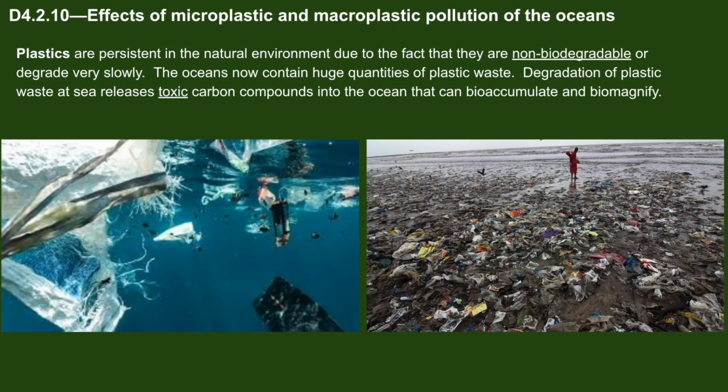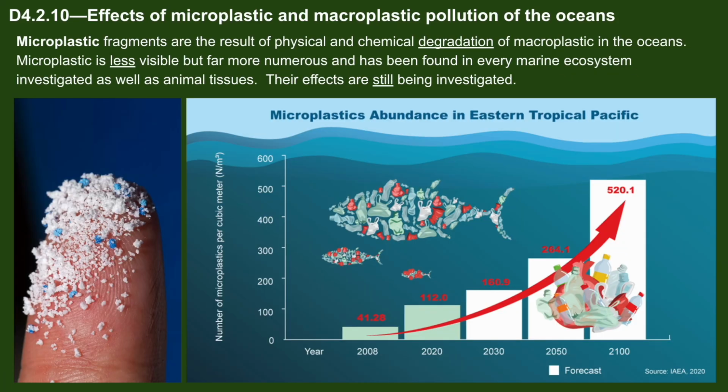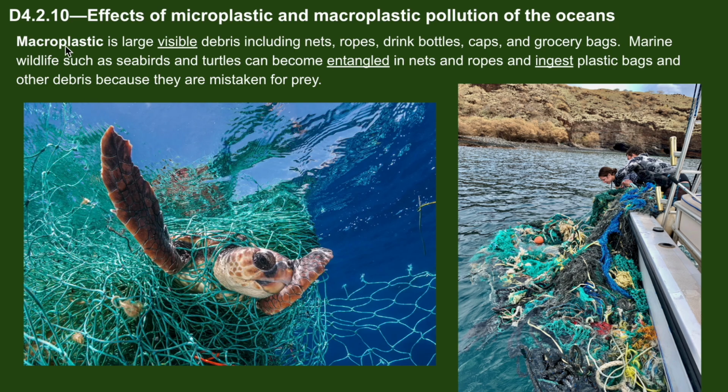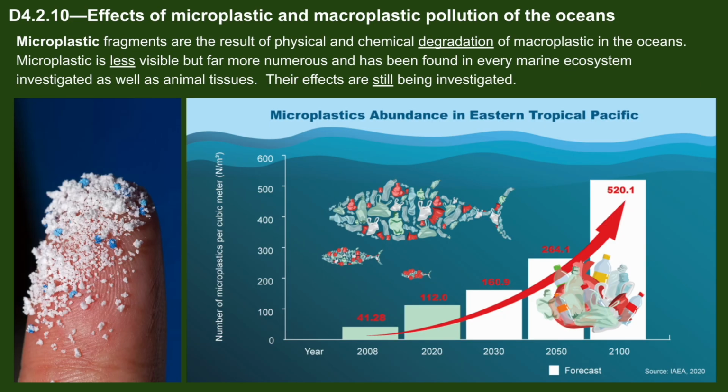Okay, degradation of plastic waste at sea releases toxic carbon compounds into the ocean that can then bioaccumulate and biomagnify. Okay, macroplastic is large visible debris that can be nets, ropes, etc. It can cause seabirds and turtles to become entangled. It can also be ingested, especially colorful nets and caps, which are attractive as potential food, but of course we know that they are not.